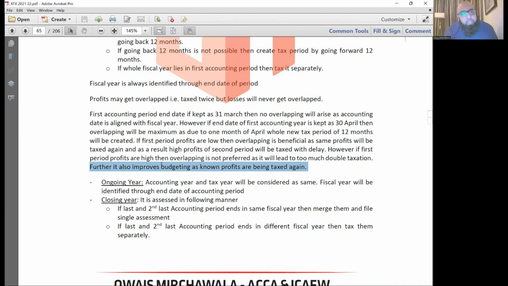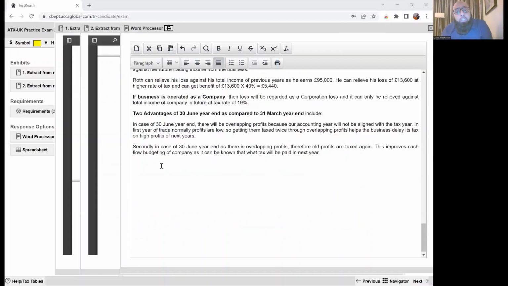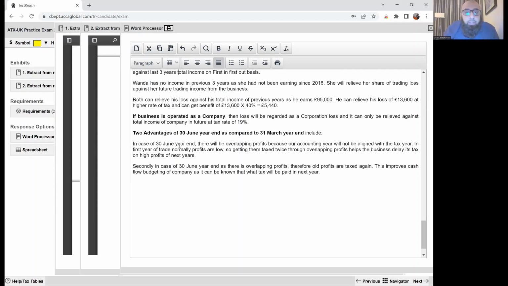You have already studied this. So 30th June year end, because just think about it. If you go for a 30th June year end, your first assessment will be till 31st March. Then 3 months will be remaining. So you'll go back 12 months. So it will create a second assessment. It will create a reassessment. Okay. So he asked about other matters here.